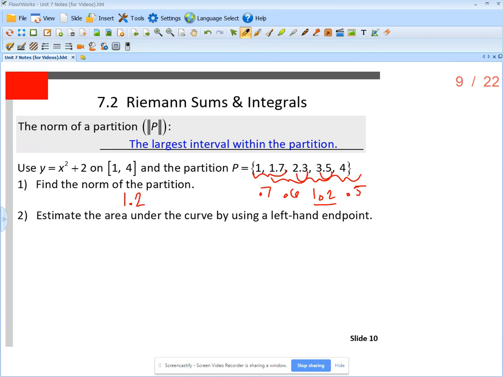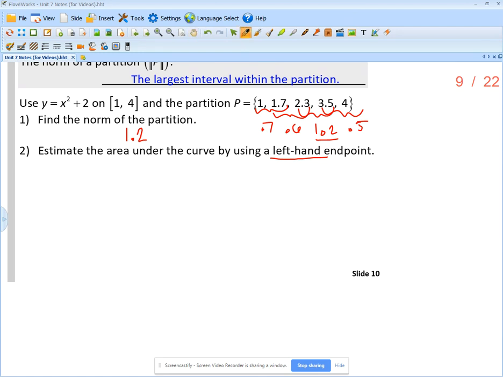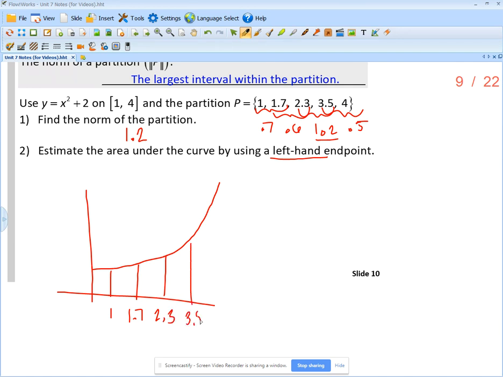Next, I want to use the idea of drawing rectangles to estimate the area under the curve by using a left-hand endpoint. We've talked in 7.1 about circumscribed and inscribed. You're not really going to see those as often. What you're going to see is something like left-hand or right-hand Riemann sums. So the first thing I'm going to do is give a quick sketch of the graph. X squared plus 2, so I've got a parabola starting at 2, and I'm partitioning this at 1, 1.7, 2.3, 3.5, and 4.